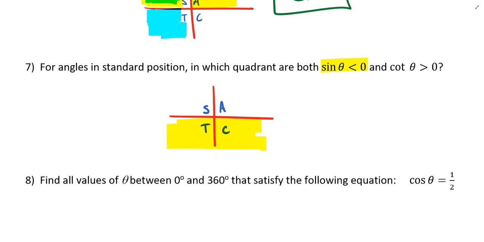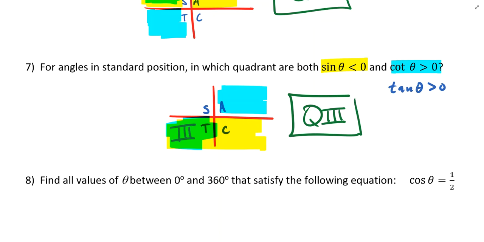Now, the cotangent function behaves just like the tangent function. So if you were struggling with this question, realize that cotangent is positive in the same position that tangent is positive. That occurs in quadrant 1 and 3, so therefore the quadrant where sine is negative and cotangent is positive is quadrant 3.